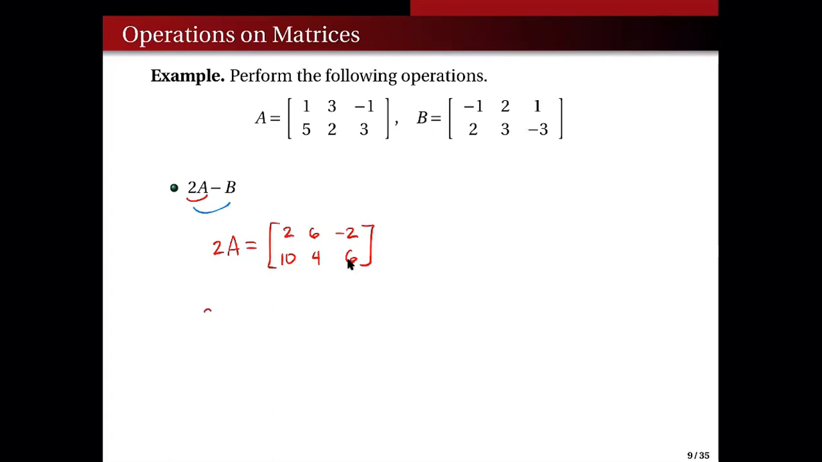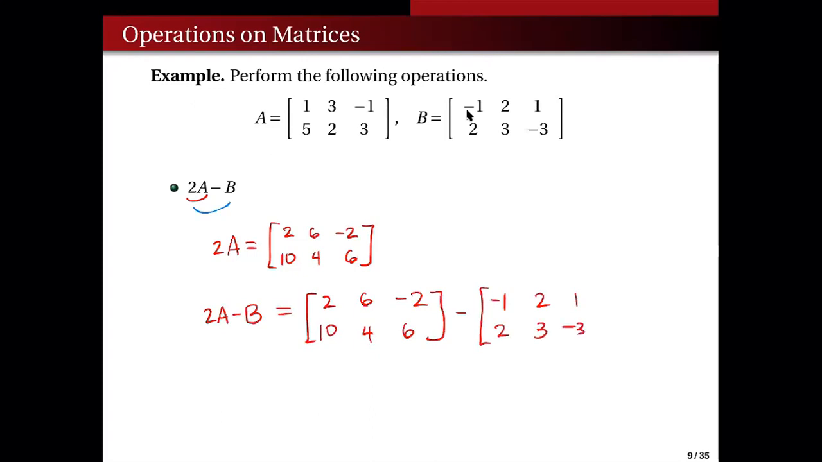So what about 2A minus B? For this, let me write this. 2, 6, negative 2, 10, 4, 6. We subtract matrix B. So we have here minus 1, 2, 1, 2, 3, minus 3. So entry-wise subtraction, we have here 2 minus negative 1.